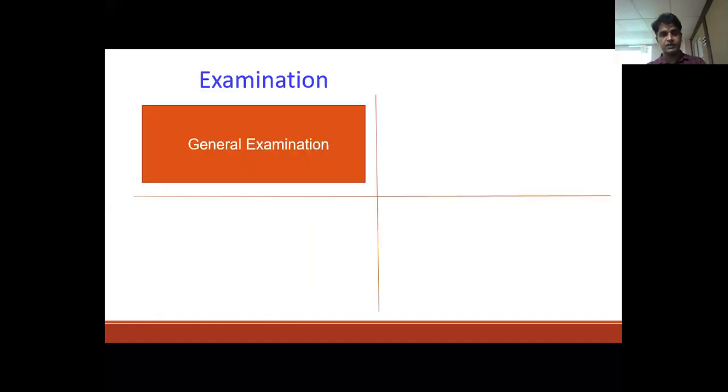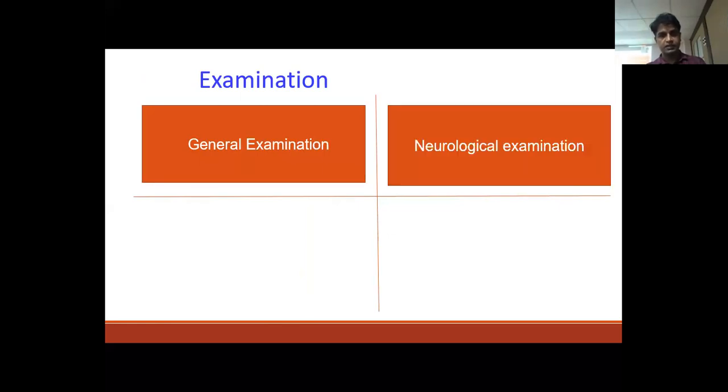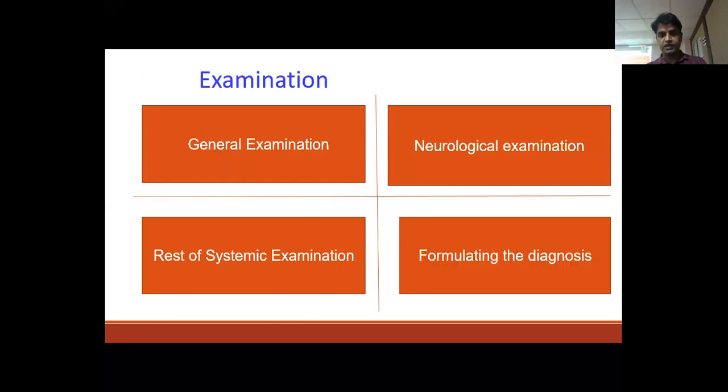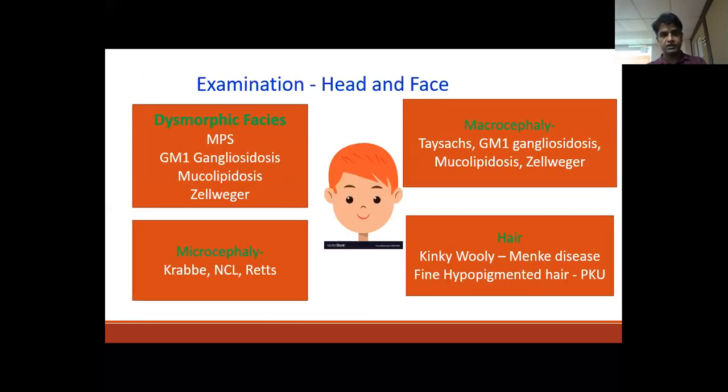Now, examination, general examination will give a lot of clues. We'll look into that in the following slides. Then thorough neurological examination and the rest of systemic examination, and then formulate the diagnosis based on history and examination. We'll come to that. Now, few clues in the examination.